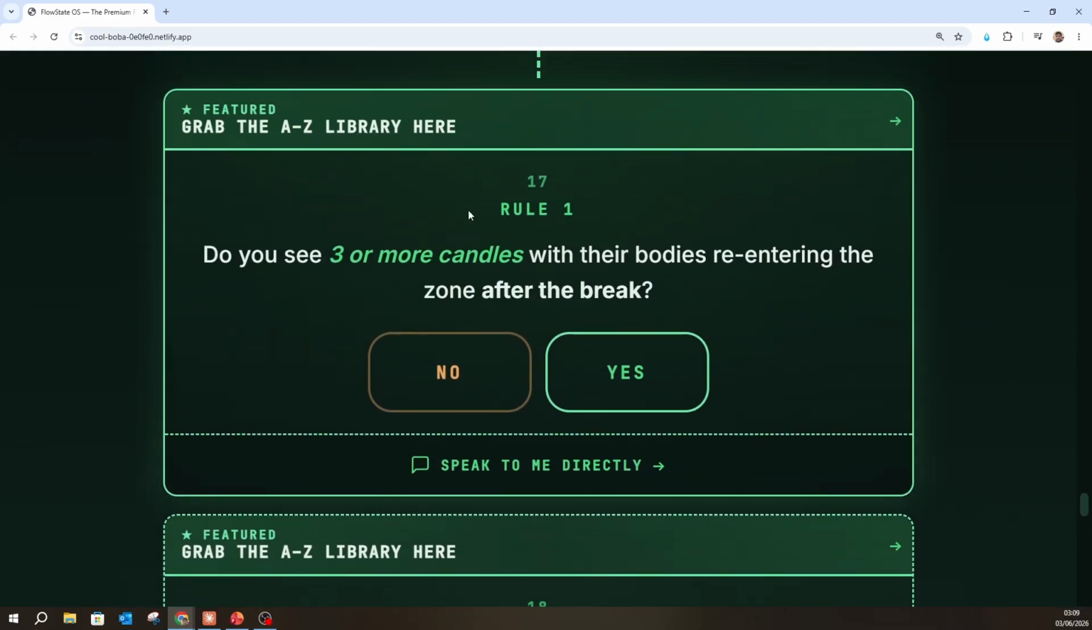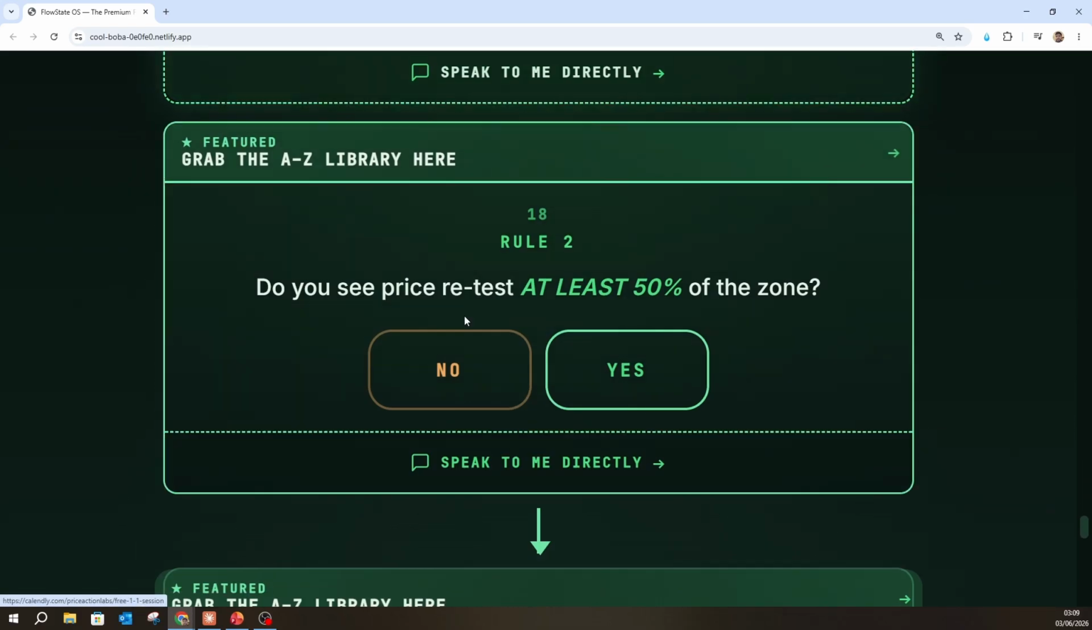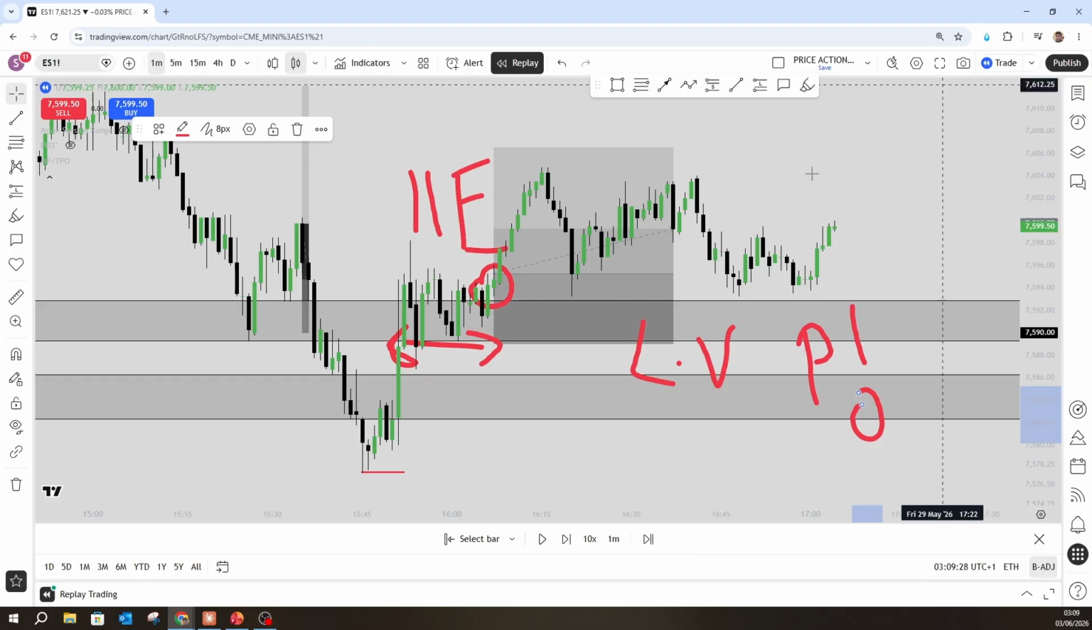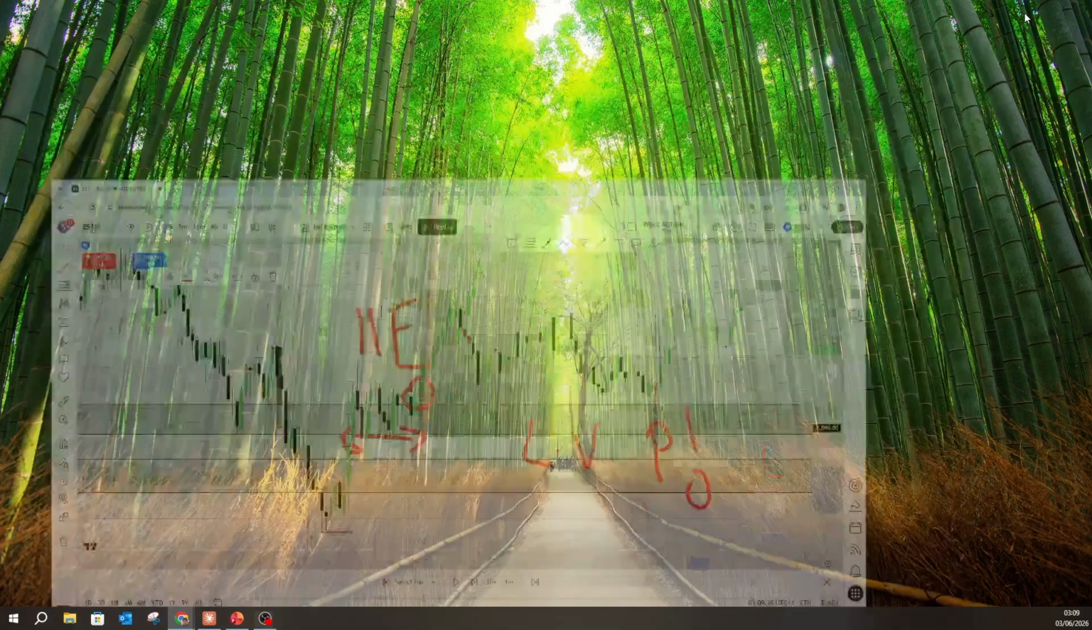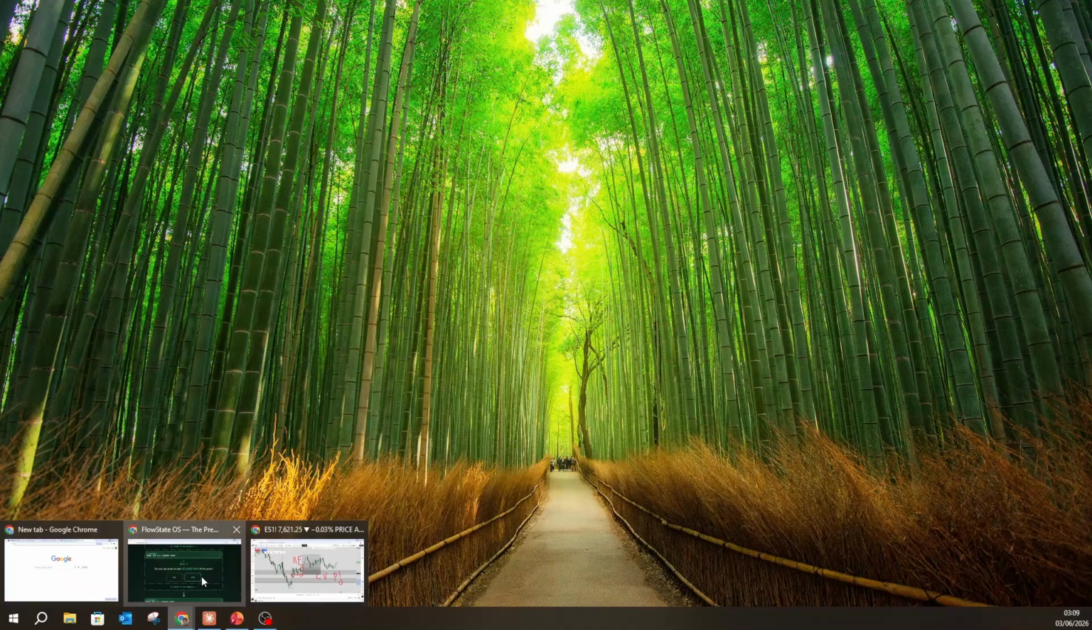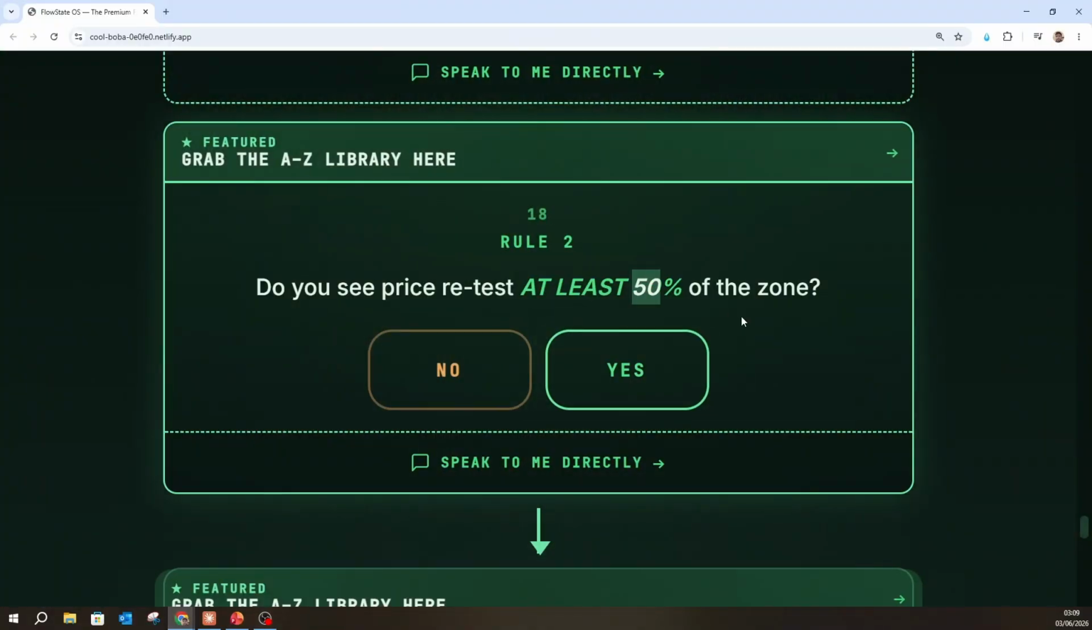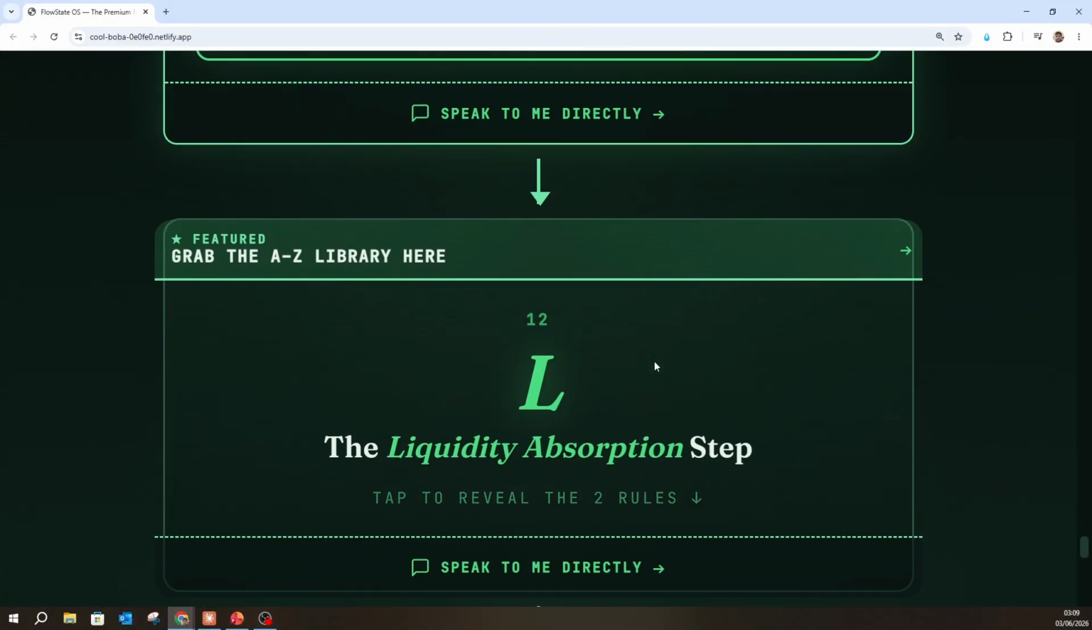So now with the optimal retest, do you see more than 3 candles? Yes. Do you see price mitigating at least 50% of the zone? So what does that mean? For example, here you can see the zone is 75.93 to 75.89. Hopefully you can see we mitigate the entire zone. So we mitigate 100% of the zone. So is it at least 50%? Of course it is. Yes.